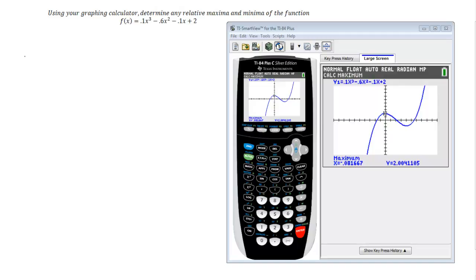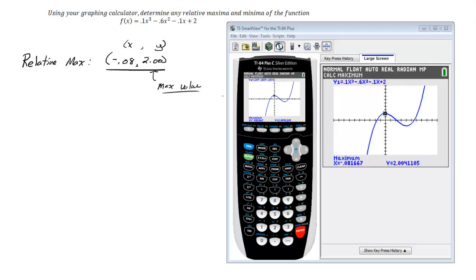So I'm going to say that I have a relative max at the point negative 0.08, comma, 2.00. So this is going to be the coordinate point of the max. Notice it's blinking over here. This is the x coordinate and this is the y coordinate. So we always write our points in terms of x comma y. But this y coordinate is also usually known as the max value. So if the question asks for the max value, it wants the y portion of the vertex of the max. So be cognizant of that.